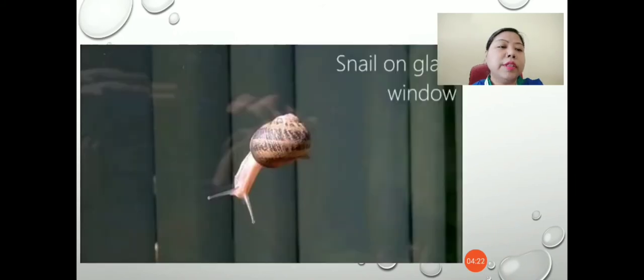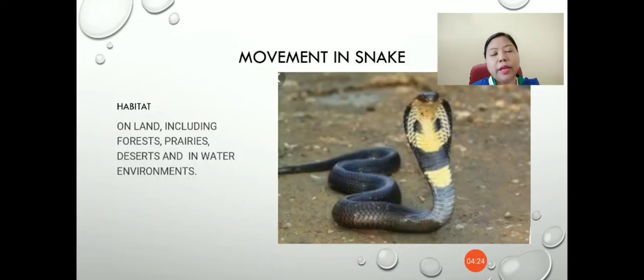So it is moving with a wavy motion. The muscular foot is producing a wavy motion which will help it to move. So this is how the snail moves. Now let us understand how the snake moves.